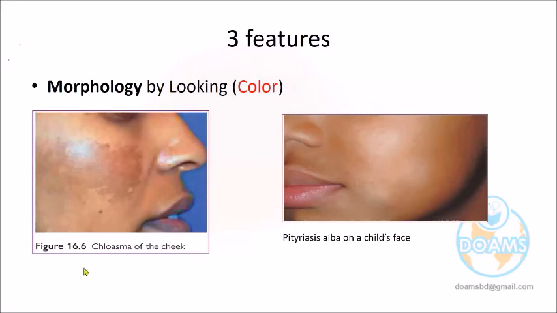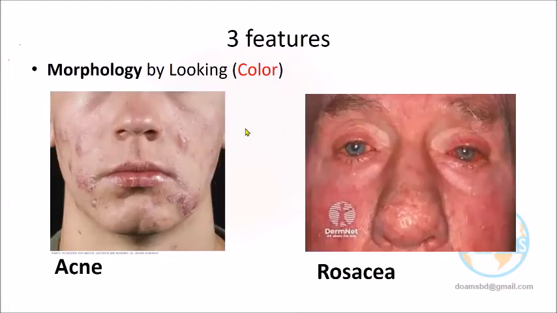Now come to the color. The location is the same, the face, but this is black or brown color. This is white color. So whenever the color is contrasting here, it is chloasma, but this is pityriasis alba in the face. So color is helpful. Again, color. You see acne and rosacea, we already discussed before. The same thing in the face, but there is extensive red color in the skin, diffuse erythema in the face, but here there is no diffuse erythema, no extensive redness.